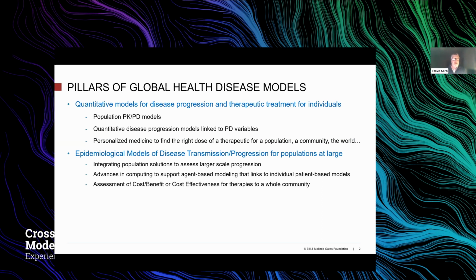They include population PK/PD models, quantitative disease models. The first that produce the right dose for the right patient. The second that give you a sense of how disease progression might be going forward. And then, of course, a lot which we've been hearing about lately is how to personalize these to be able to actually adapt treatment for any individual. But you can think about that not only for an individual, but for a population, a community, or maybe even the world. And then I'll link those into epidemiological models for disease transmission and progression at populations at large.